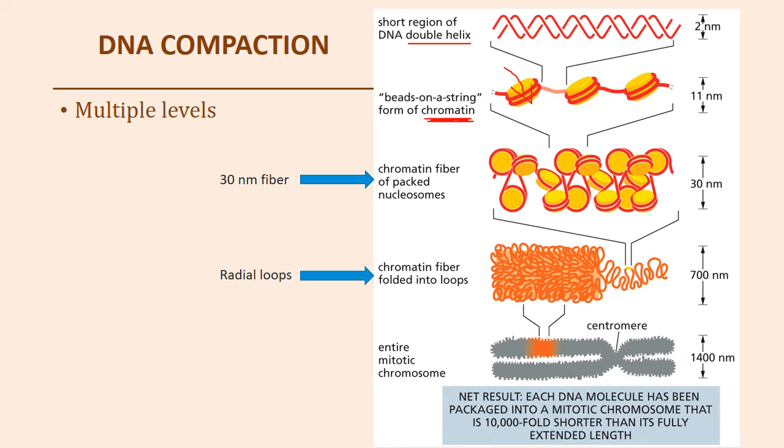The next step is that after the chromatin, we're going to form the 30 nanometer fiber. And that basically means that we're going to start manipulating the linker DNA and compacting it closer and closer together so that it measures around 30 nanometers right over here.